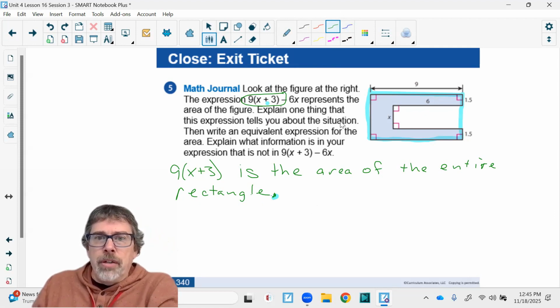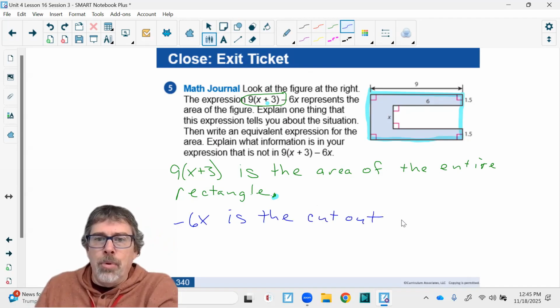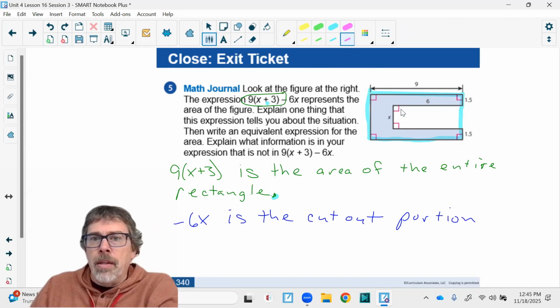Explain one thing that the expression tells you about the situation. Well, the minus 6x is the cut out portion. So with this minus 6x, that's what it's telling us about the situation. We're taking an entire rectangle, but then we are subtracting this rectangle here, which does not exist. Okay, they cut that out, which is 6 by x, so 6x. And we're subtracting it from the area of the entire rectangle.